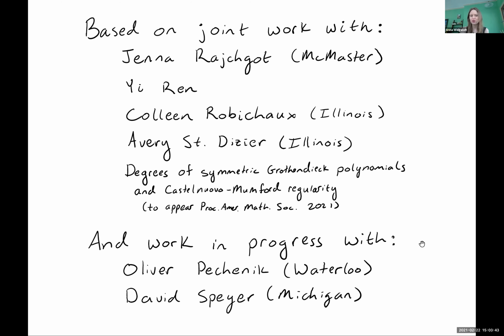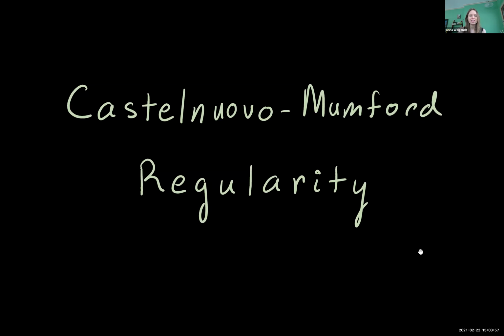And then also work, which you can't find on the internet yet, but will hopefully be there soon, work in progress with Oliver Pechenik, who's here maybe to help me field the chat, and David Spire. So yeah, let me tell you a bit about this. I'm going to start with the commutative algebraic motivation for this problem. I'm not going to go very formally into the weeds of the definitions and where things hold, but I'm going to give you an idea of what this Castelnuovo-Mumford regularity is.